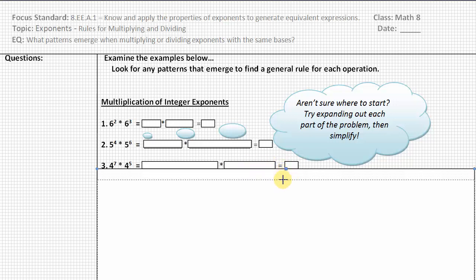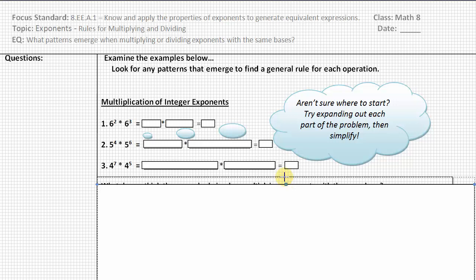I've set up 3 different problems for us to take a look at today for multiplication of integer exponents. Here's our first problem. We have 6 squared times 6 cubed, or 6 to the second power times 6 to the third power. Here's what I'm talking about. We have the same base number of 6, but it's pretty complicated. We have 2 different terms happening here. We want to see if we can get all the way down to one value in exponential form. So first, we're going to try expanding out each part of the problem and then simplify it.